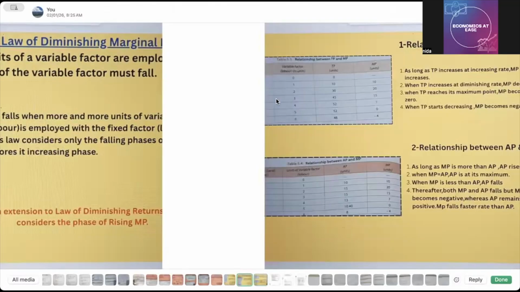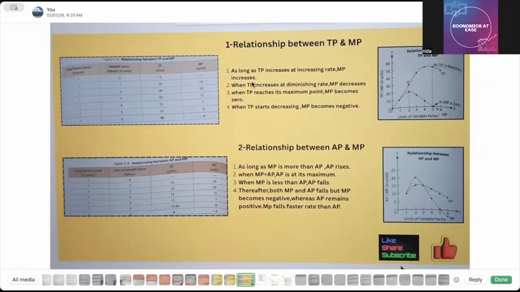Then the relationship between TP and MP: as long as TP increases at an increasing rate, MP increases. When TP increases at a diminishing rate, MP decreases. When TP reaches the maximum, then MP becomes zero. When TP starts decreasing, MP becomes negative. And this diagram is very important. They can ask you which phase this is, which one is this phase, and why a rational producer will always try to be in the second phase. All these questions can come.